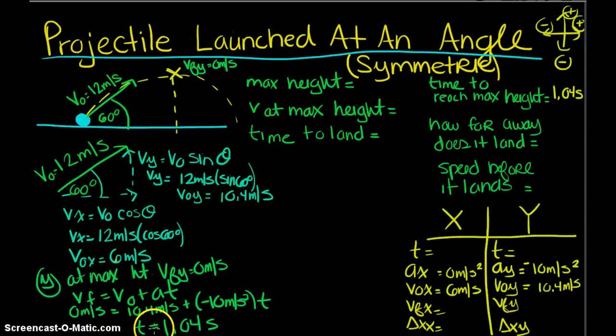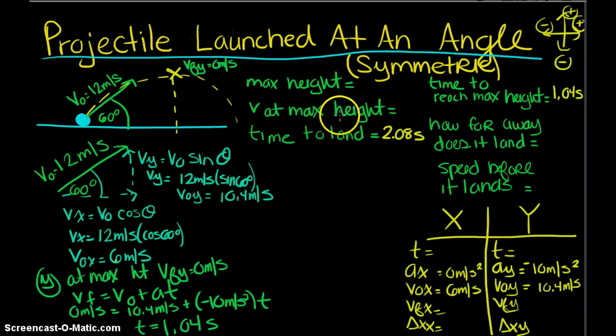What's interesting is that we found the time it takes to get to max height. We don't really need to do a ton of mathematics to find the time it takes to land. Because the path is symmetrical, we can just multiply it by 2. So the time it takes to land is 2.08 seconds.